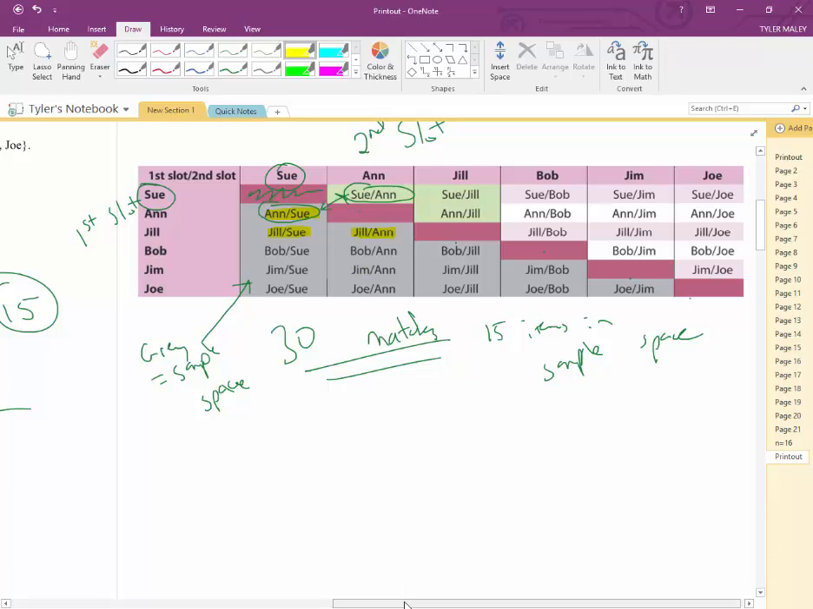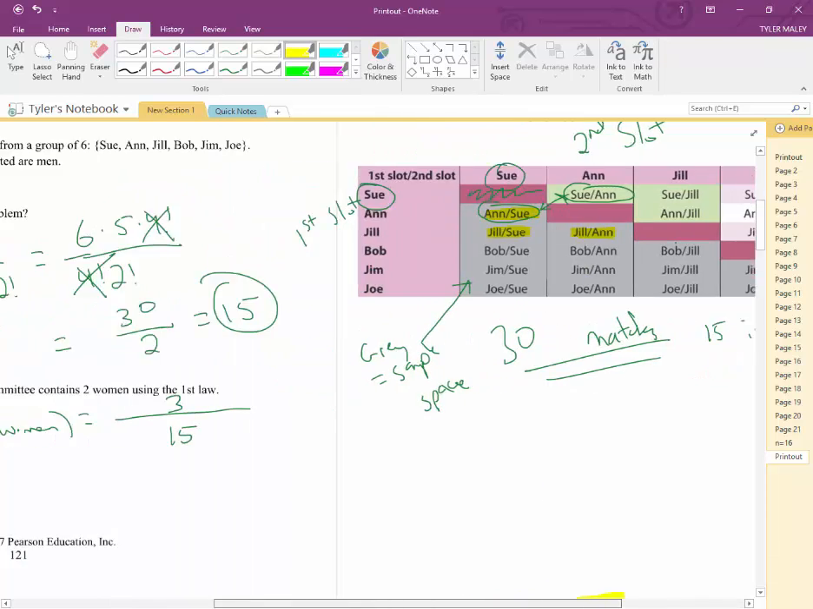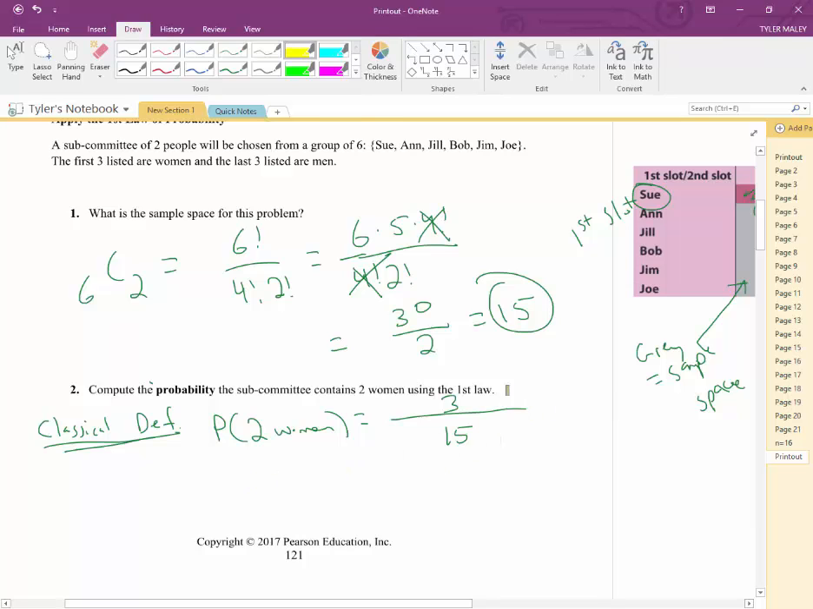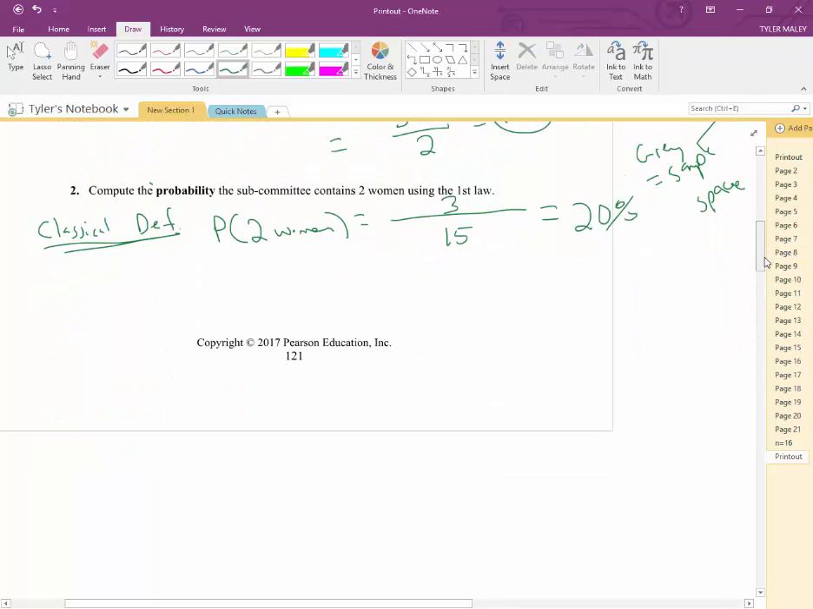So we have 3 out of 15. So this gives me 20%. So we take 3 divided by 15, we get 0.2, or 20%. So we can use the classical definition. But we can also use the first law. We were asked to use the first law.